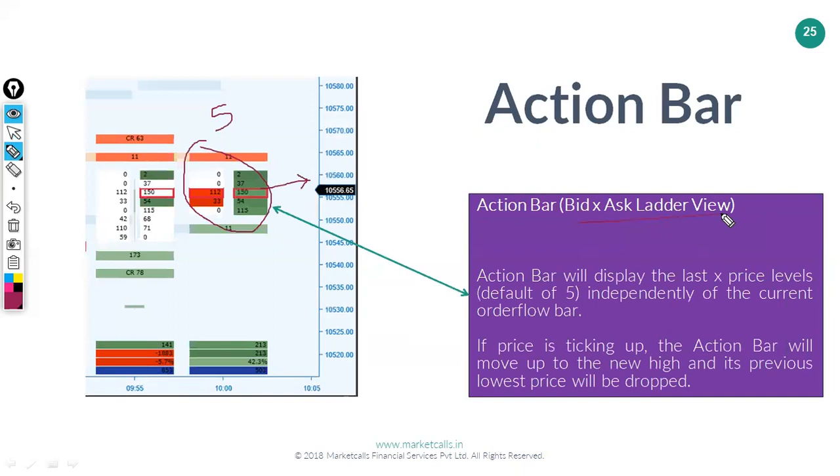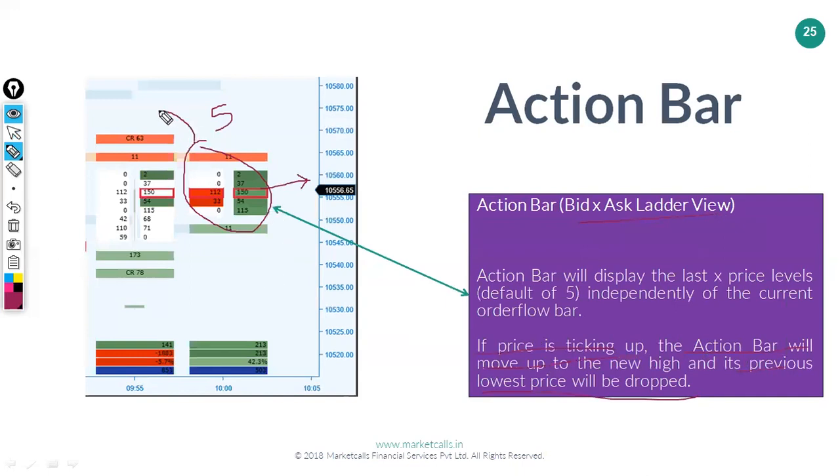I really don't look into the auction bar all the time, but it's only a representation of what happened in the last nearest 5 bars of activity from the last traded price. That's what it shows. And if the price is ticking up, the auction bar also moves up to the new high. And if the price is going down, then you can find the auction bar shifted down.